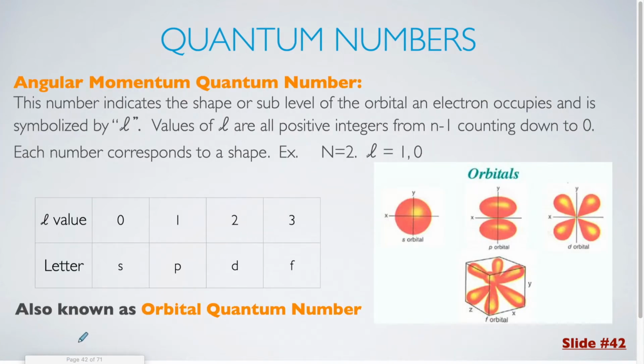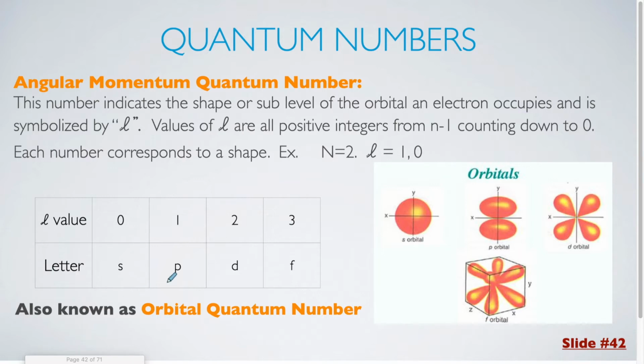The angular momentum quantum number indicates the shape or sublevel of the orbital an electron occupies, and it is symbolized by a script L. The values of L are all positive integers from n-1 counting down to 0. Each number corresponds with a specific shape.